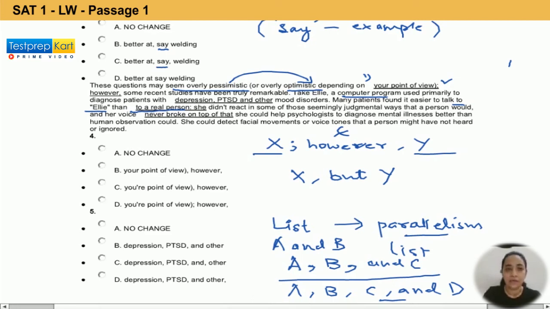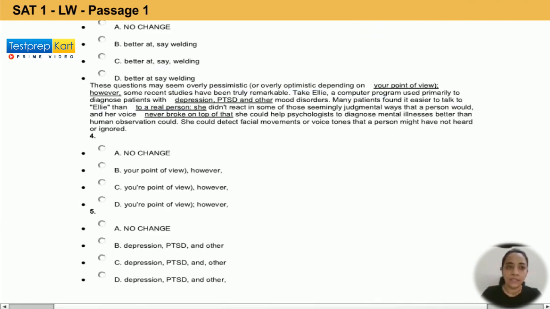And in this case, you have to go back and read this whole line. So don't just read this part, but because we need to know the whole context, we need to read this whole thing. So we're starting from this part. We have already read this: "To a real person, she didn't react in some of those seemingly way." We have done that. And so see this part with "and", we are starting a new thing.